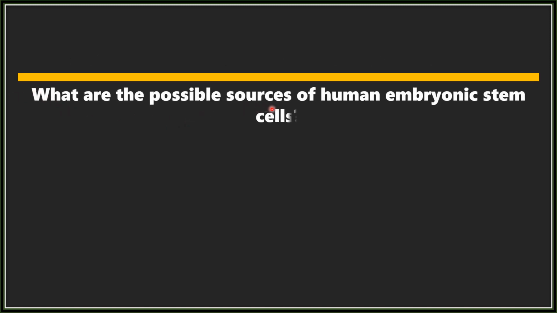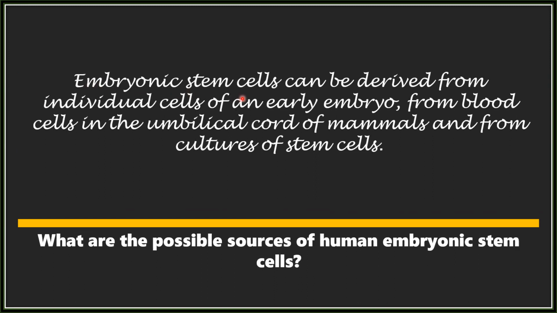What are the possible sources of human embryonic stem cells? Embryonic stem cells can be derived from the individual cells of an early embryo, from the blood cells in the umbilical cord of mammals, and from cultures of stem cells.